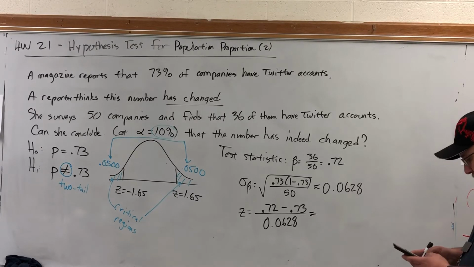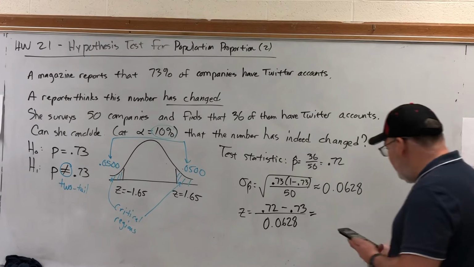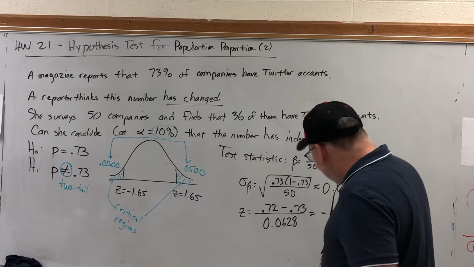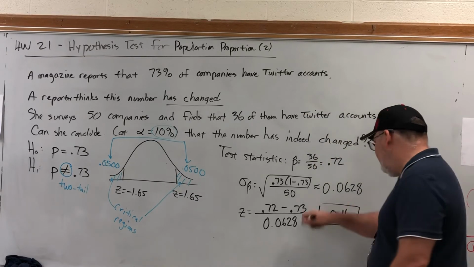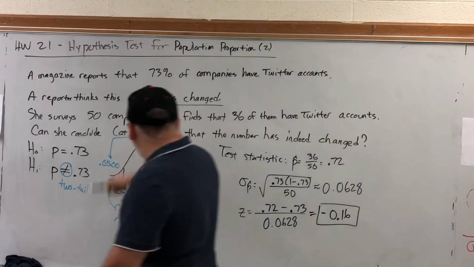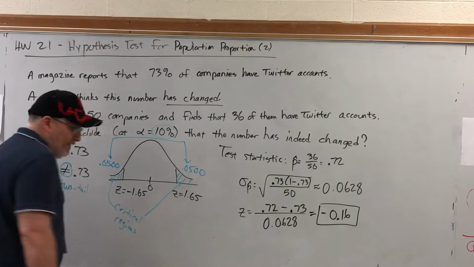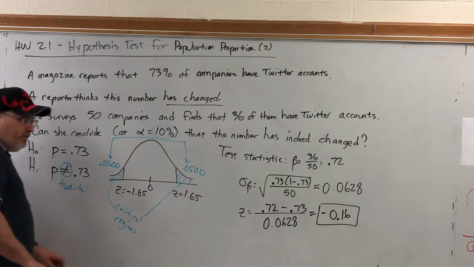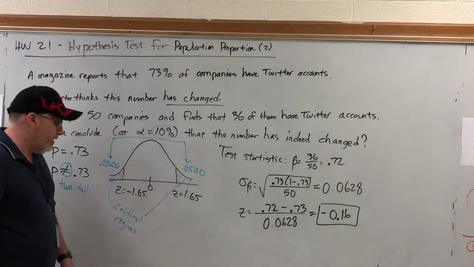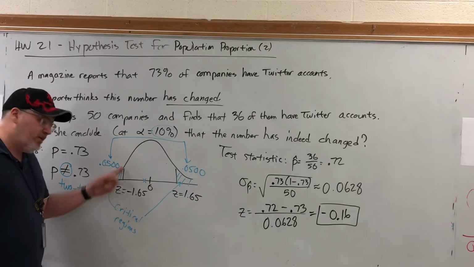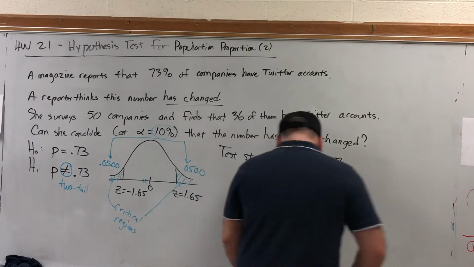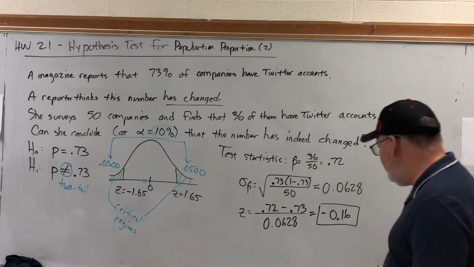Divided by 0.0628 to 2 decimal places, negative 0.16. Suspicion confirmed. The sample value did deviate from the population claim, but not by much, as evidenced by the fact that its z-score is very small, negative 0.16. So that's just a little bit to the left of 0, and more importantly, it's not far enough to cross negative 1.65. It does not land in the critical region, so we do not reject the null hypothesis.